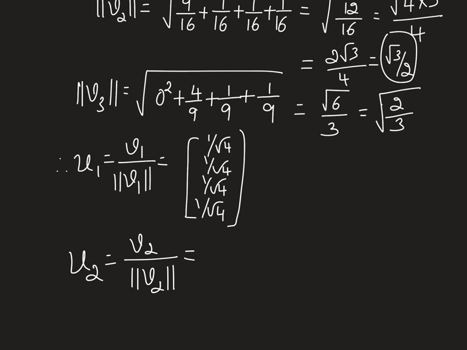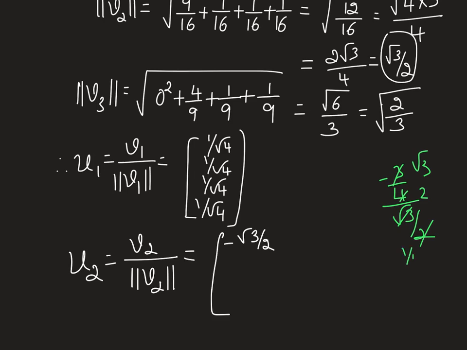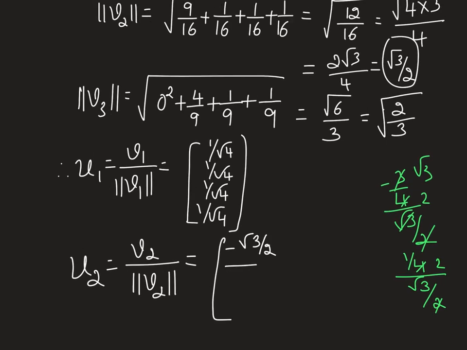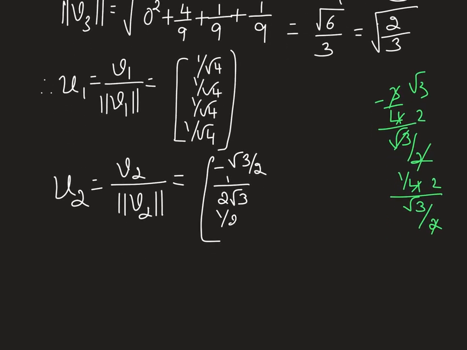So here minus 3 by 4 divided by root 3 by 2 gives minus root 3 by 2, the first one. Next, the second term is 1 by 4. So 1 by 4 divided by root 3 by 2 can be written as 1 by 2 root 3, and it repeats: 1 by 2 root 3, 1 by 2 root 3.